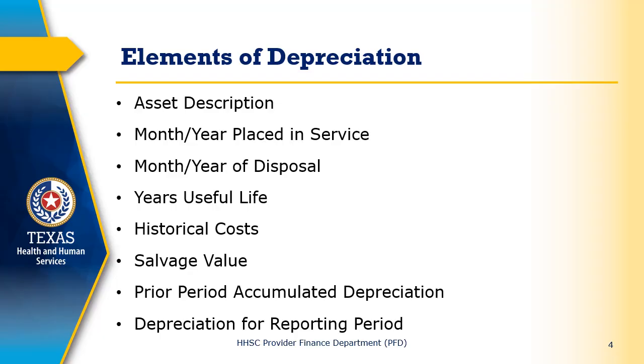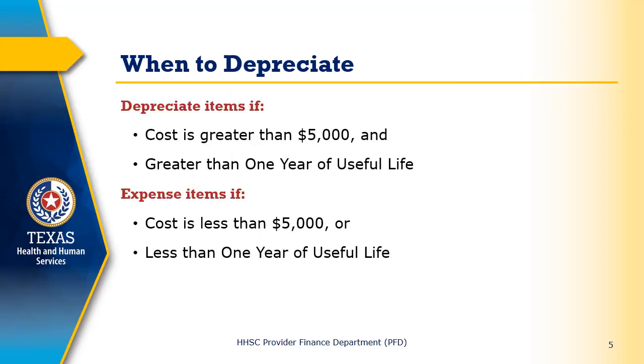Year's useful life: numeric value from the depreciation schedule. Historical costs: the asset's costs as identified on the depreciation schedule. Salvage value: the value of the asset after depreciation has been fully expensed. Prior period accumulated depreciation: the total amount of depreciable expenses to date related to the depreciated asset.